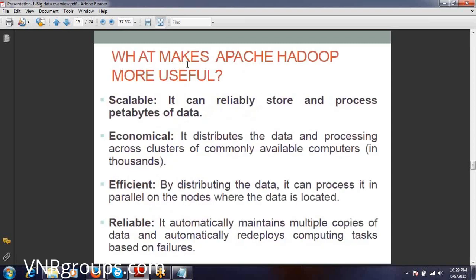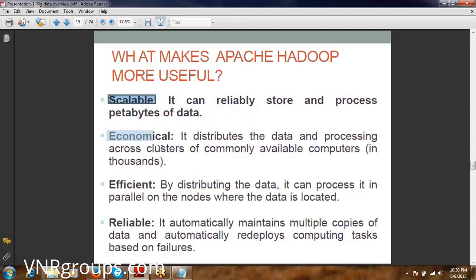What makes this Hadoop more useful? Scalability point of view, that is nothing but, as I told, if there is no space in the cluster, if you want to store some new data, you can simply add some more nodes to the cluster, without altering the current configuration. So you are going to get some new space to store the new coming data. And economical, because we are using low-end machines, we are not investing more money. And it is efficient because we are doing the parallel processing.